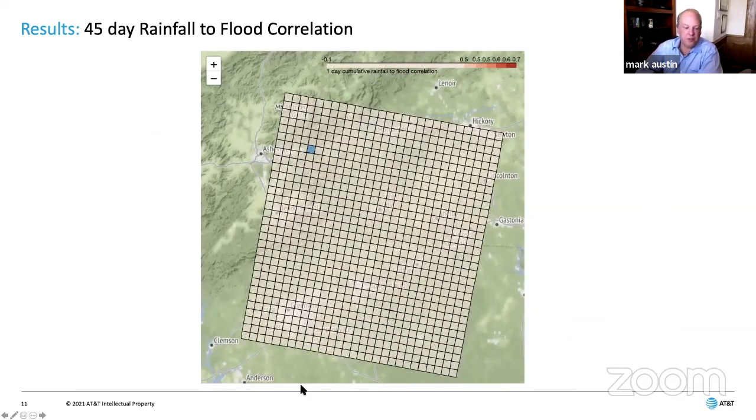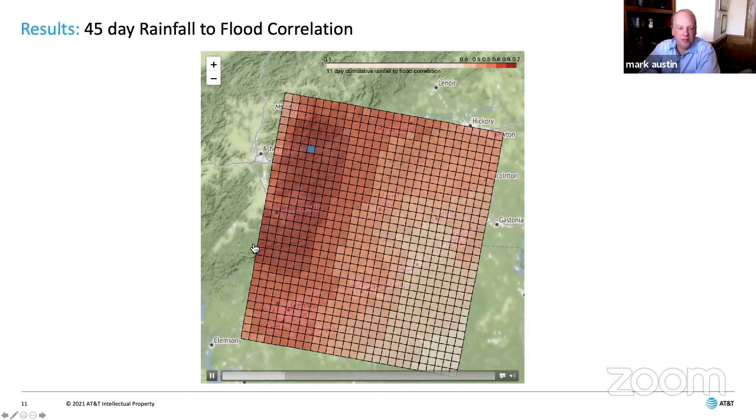Now, one last way to look at this is a great video that the H2O team put together. You're looking at the correlation of the flooding of that area over time. The darker the red, the higher the correlation. It's another way to confirm that the results actually worked.